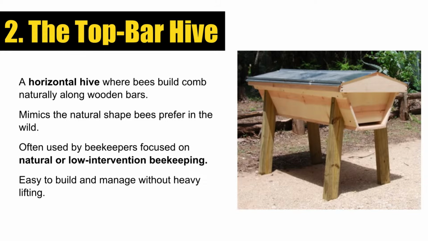This is a horizontal hive where bees build comb naturally along wooden bars. It mimics the natural shape bees prefer in the wild, and is often used by beekeepers focused on natural or low intervention beekeeping. Easy to build and manage without heavy lifting. So these are beekeepers who are focused on natural or low intervention beekeeping.